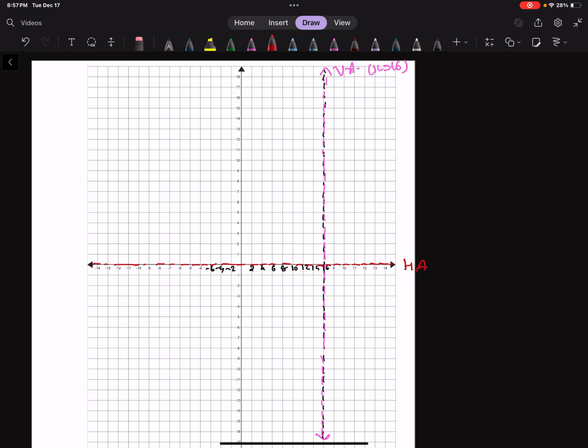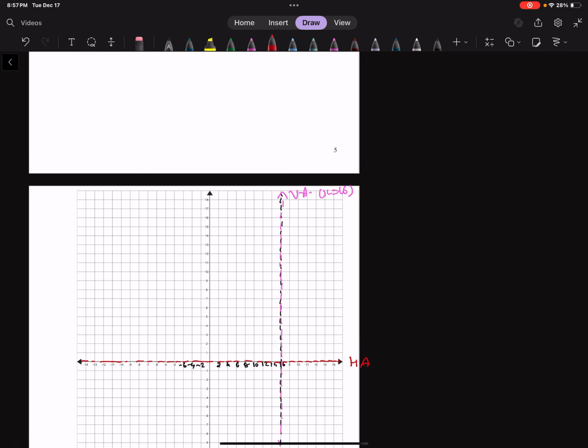Like the horizontal asymptote and vertical asymptote. Where the graph goes, for that we need to plug values of the invariant points. So what were the invariant points? If you notice, the invariant points were (17, 1) and (15, -1). So where does (17, 1) go? This is 18, so 17 and 1 should be here, and (15, -1) should be here.